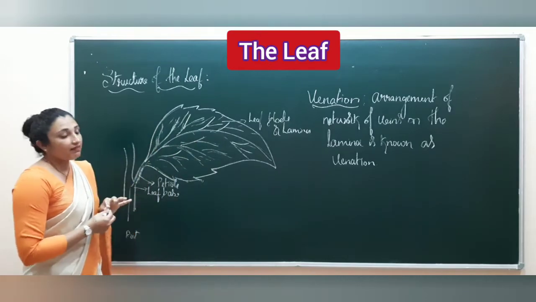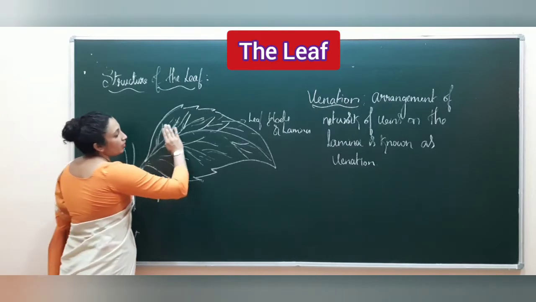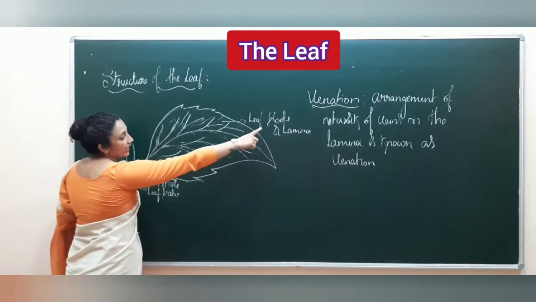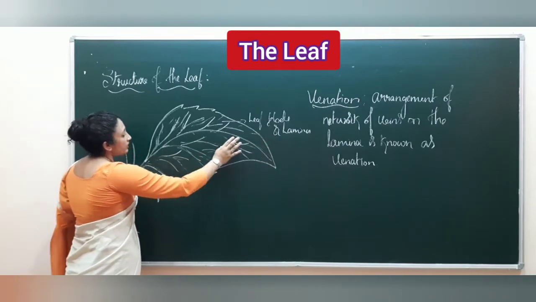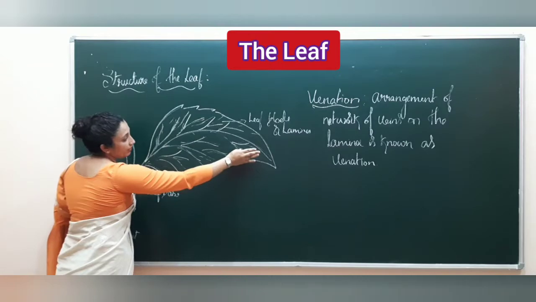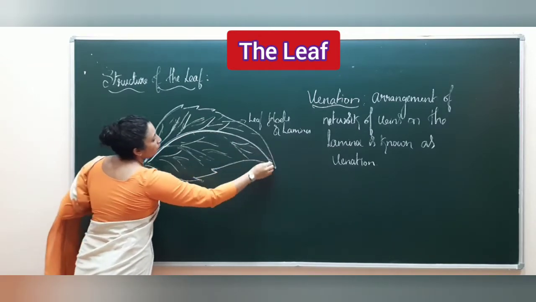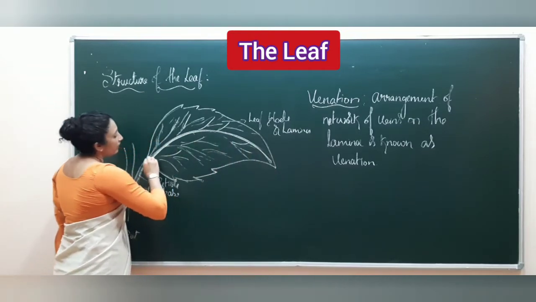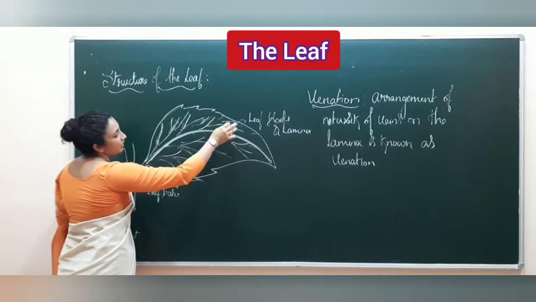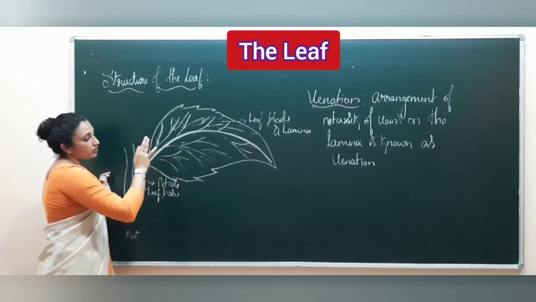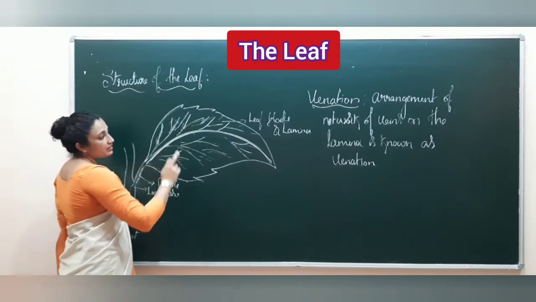Coming back once again, you can see the structure of the leaf on the board here. So the broad base of the leaf is known as leaf blade or lamina, L-A-M-I-N-A. On the leaf blade or the lamina, you can see the arrangement of the veins here. These veins, the network of veins, are very important as they supply water to the leaf, and the arrangement of the veins on the leaf is known as venation.